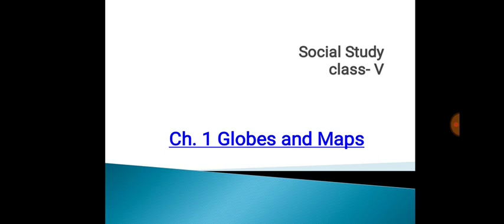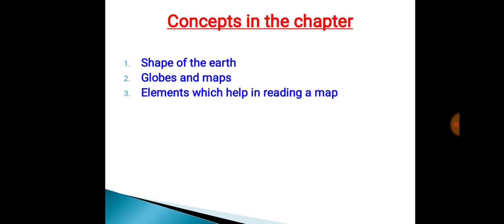Now let us know what are the concepts which we are going to learn in this chapter. The first is shape of the earth, second is the globes and maps, third is the elements which help in reading a map. Now let us know what is the shape of the earth.